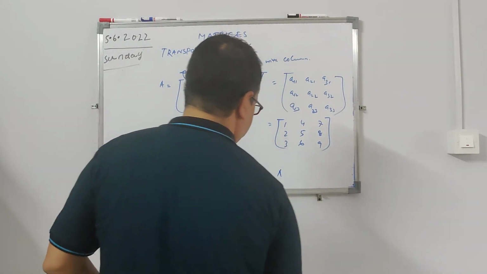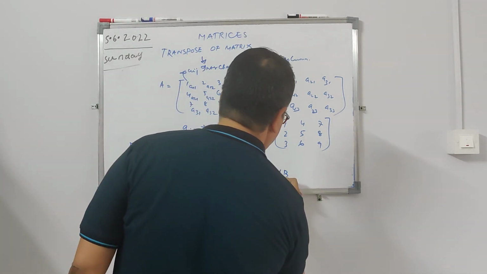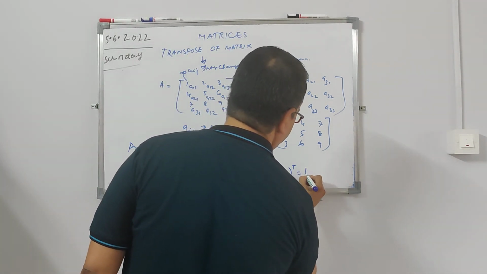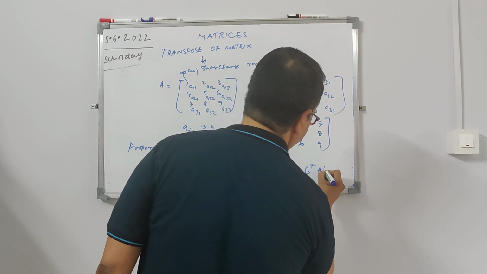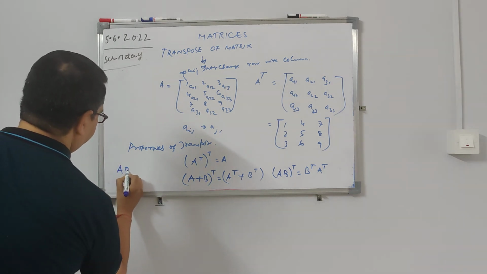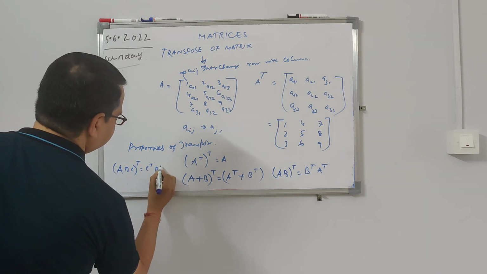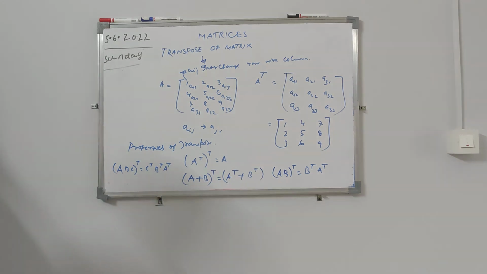So (AB) transpose is equal to B transpose A transpose. Very very important. This you should remember. And then similarly (ABC) transpose is equal to C transpose B transpose A transpose. Important. Not that simple, you have to remember. There can be a derivation to prove this. We are not going into that.